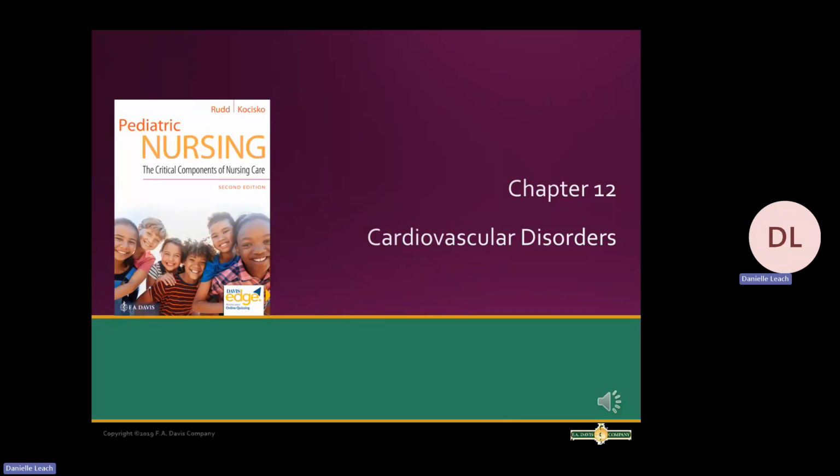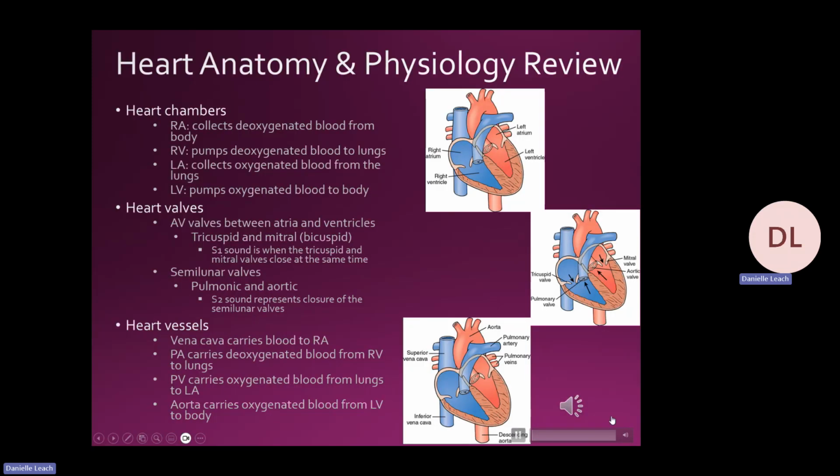Module 8 is about cardiovascular disorders and is following chapter 12 in your book. So a quick review of the heart anatomy and physiology. Basically, the way that blood moves through the heart, through the different chambers, valves, and vessels.